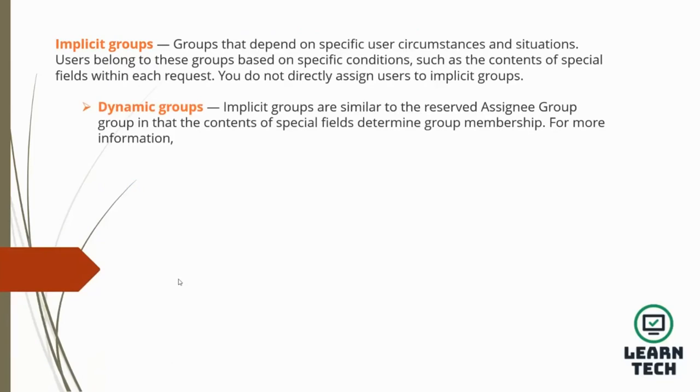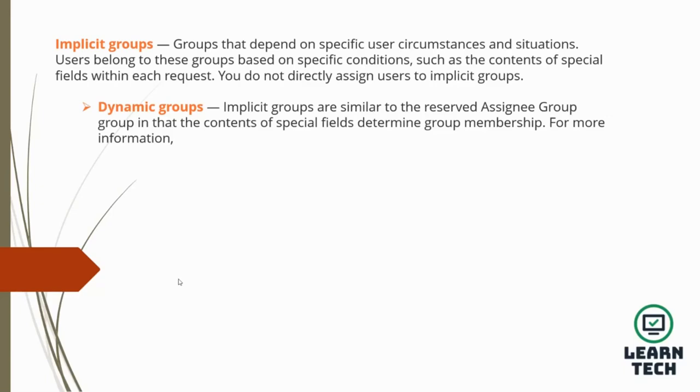Now coming on to the implicit groups. Implicit groups are where we do not create these groups. Users are given permissions based on the conditions, based on the roles they have. So they automatically get assigned to these groups, and then they get the permission. One of those concepts is the dynamic groups.